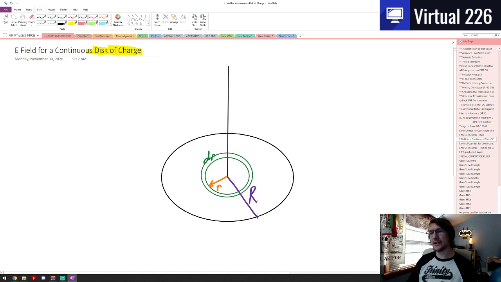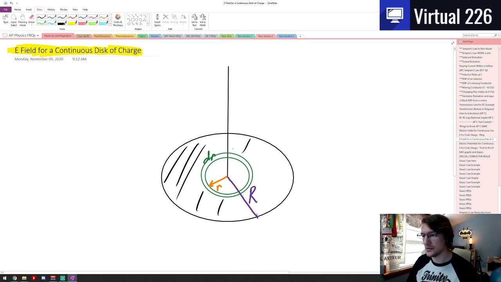So what we're looking at here is an AP Physics C electricity and magnetism video where we are deriving the electric field for a continuous disk of charge. What this means, continuous, is that this disk we're looking at here on the page is filled in. It is continuous everywhere. There are no holes in it, and it has some total charge. Let's give it positive Q here.